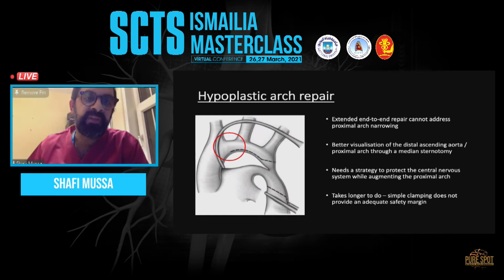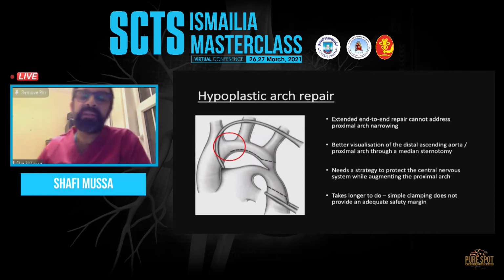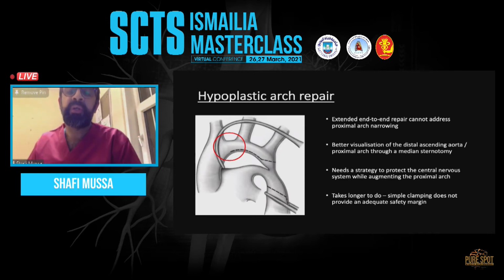So the approach has to change, and in fact, the arch needs to be approached through a median sternotomy incision, and we need a strategy to protect the central nervous system while augmenting the proximal arch. So clamping the brachiocephalic trunk and carotid arteries is not an option without the use of cardiopulmonary bypass. And then I will go through some strategies that one may use on the next slide.